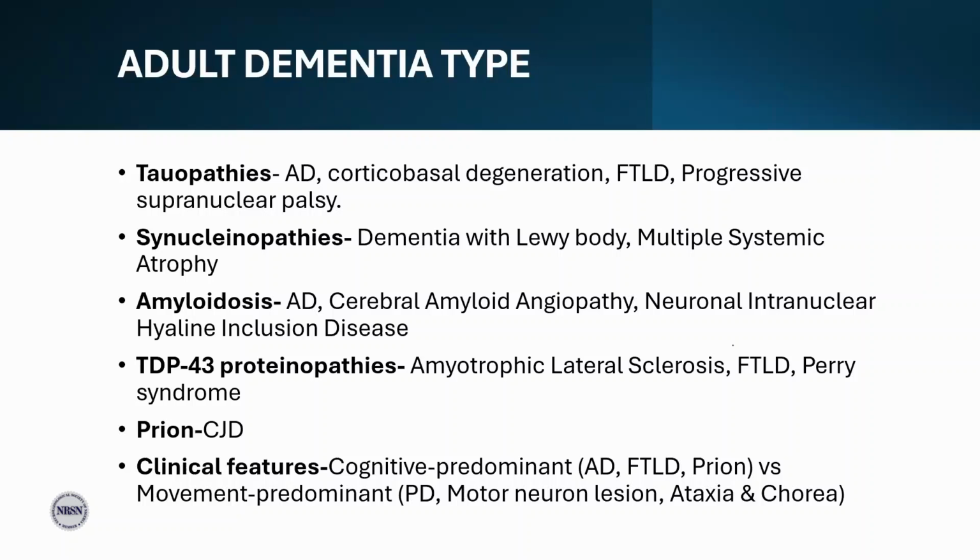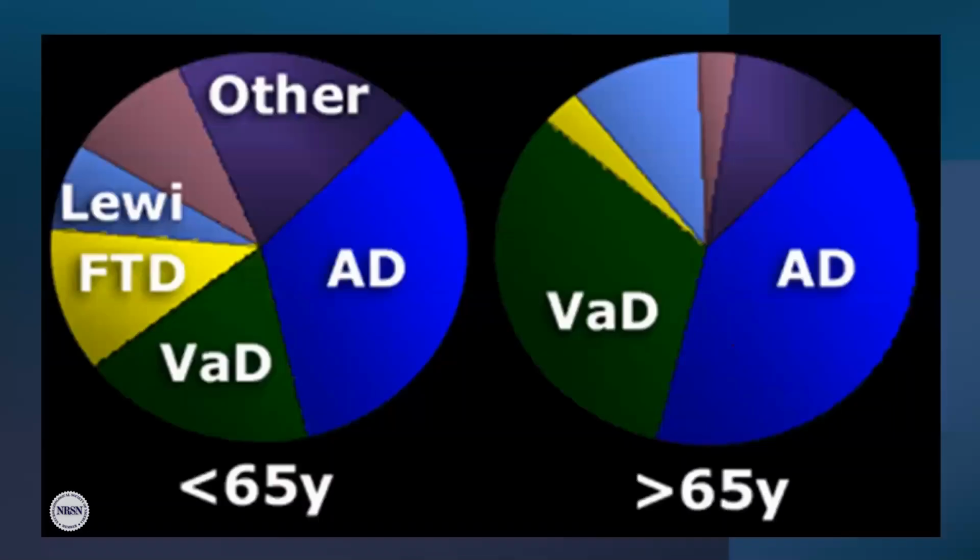Now, classifying adult dementia based on clinical features will be divided into a cognitive predominant dementia type or a movement predominant dementia type. Under the cognitive predominant, we have Alzheimer's disease, frontotemporal lobar degeneration, and the prions. While for movement predominant, we have Parkinson's disease, motor neuron lesion, ataxia, and chorea.